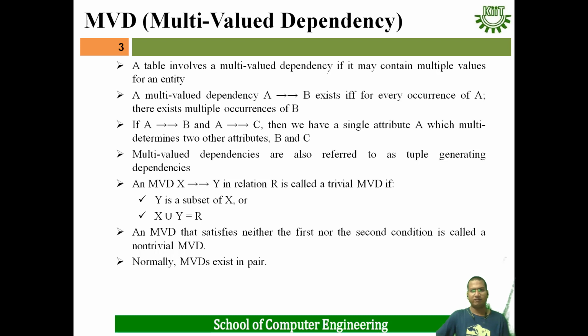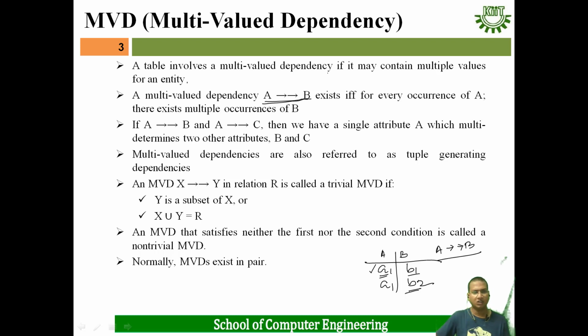A table involves a multi-value dependency if it may contain multiple values for an entity. A multi-value dependency, A multi-determines B, exists if for every occurrence of A there exist multiple occurrences in B. That means suppose one relation has A and B, these two attributes, and for A1, B1 is there, and for A1, B2 is there. For one value A1, two values on the B side are present, then this is known as multi-value dependency. That means we can say A multi-determines B.